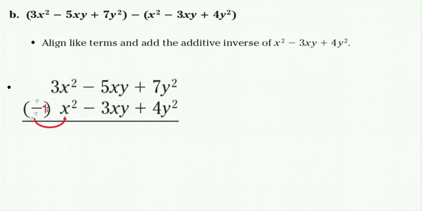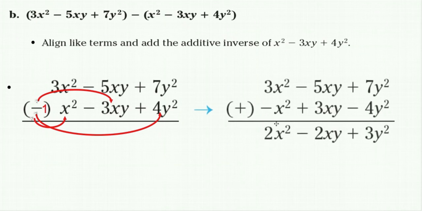Okay, you're going to distribute negative 1 to x squared, and then you are going to distribute negative 1 to negative 3xy, and finally distribute negative 1 to 4y squared. What you end up with will be negative x squared plus 3xy minus 4y squared.